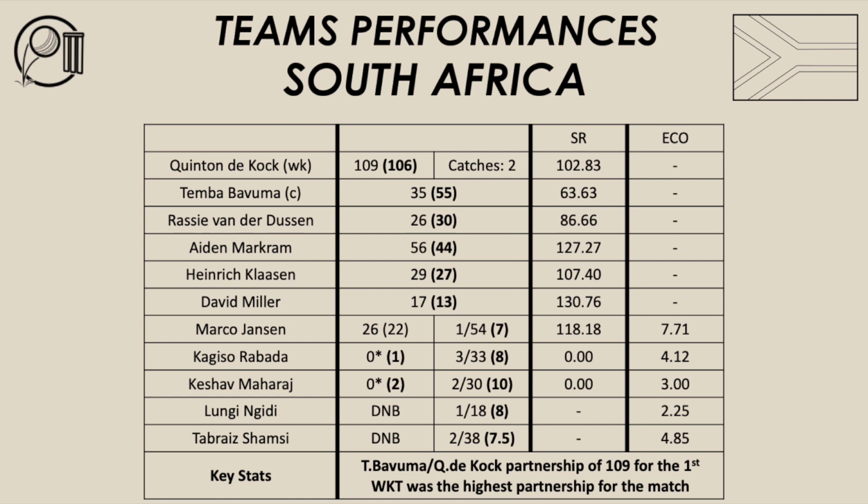A wicket for Jansen and a wicket for Ngidi. 2 wickets for Maharaj and Shamsi. 3 wickets for Rabada. That's how the bowlers went about their business for South Africa. Pretty good bowling performance by South Africa, to bowl Australia out for 177, defending 311.